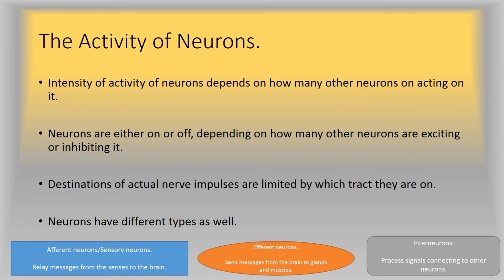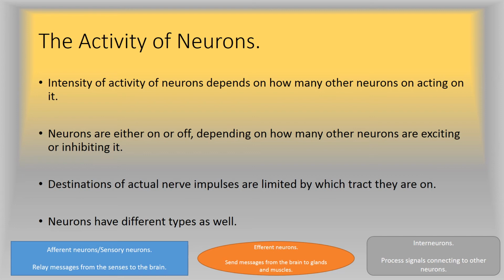So the activity of neurons. The intensity of activity of neurons depends on how many other neurons are acting on it. Okay, so how many other neurons are interacting with it, communicating with it. And neurons are either on or off depending on how many other neurons are exciting or inhibiting it. So, it's just like a figure of a door. Either the door is open or closed, sometimes. So it's either open, it's either on or off.